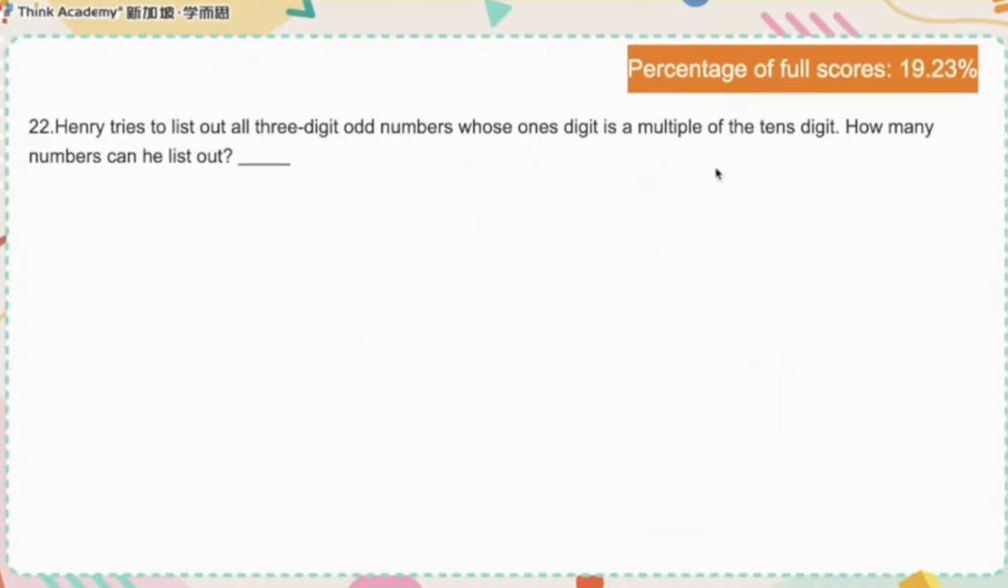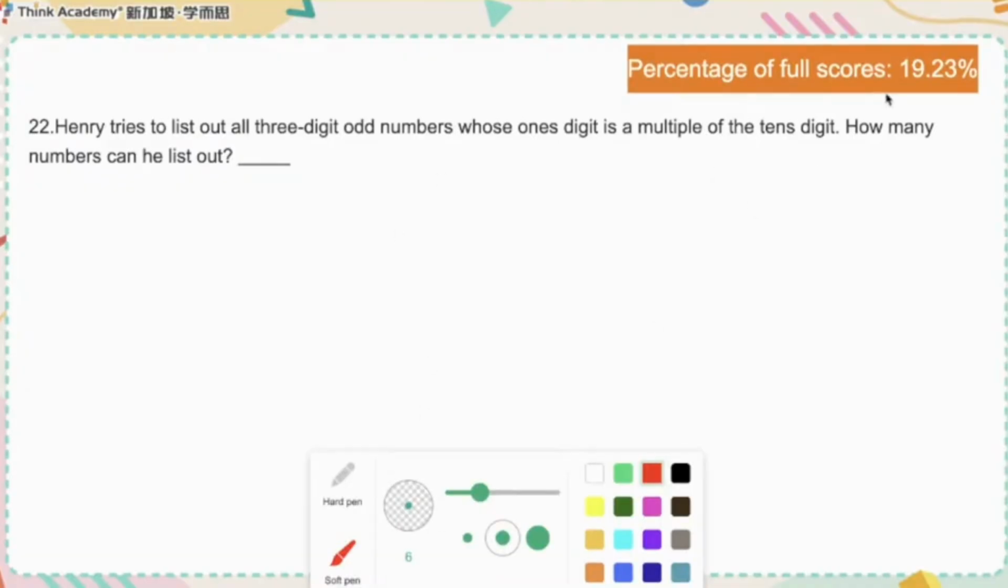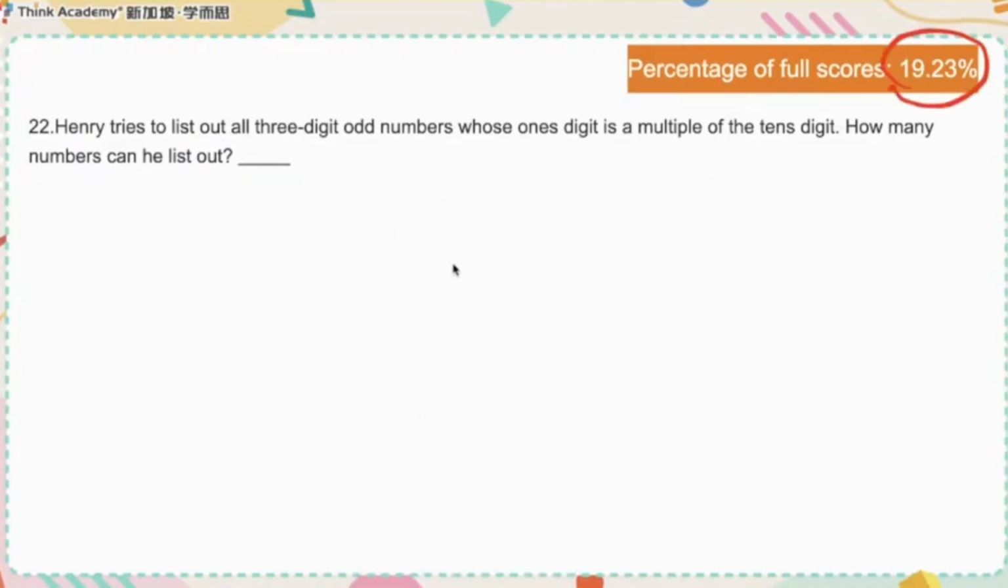Then this time, let's take a look. The question 22. Oh, only 19% of you got it correct, so we have to talk about this. Okay, everyone. Maybe today we will be a bit late for around 5 minutes. Hope you don't mind, okay? We will be a little bit late for 5 minutes.